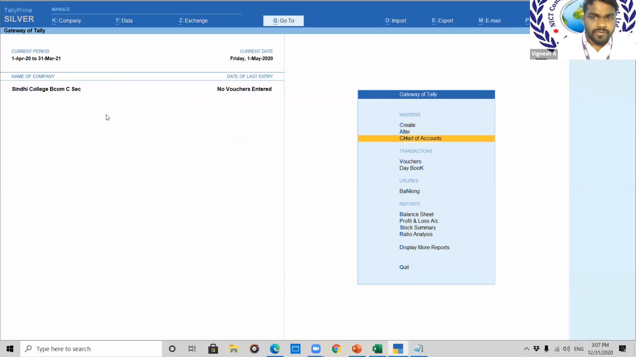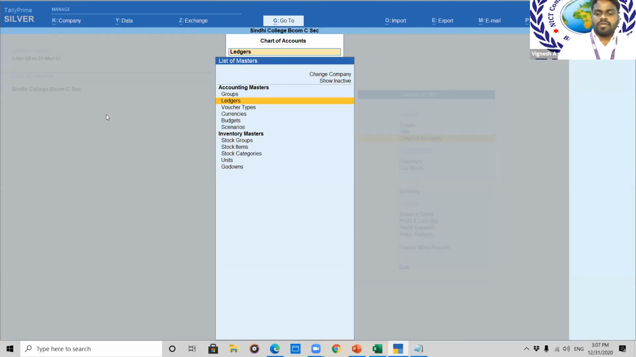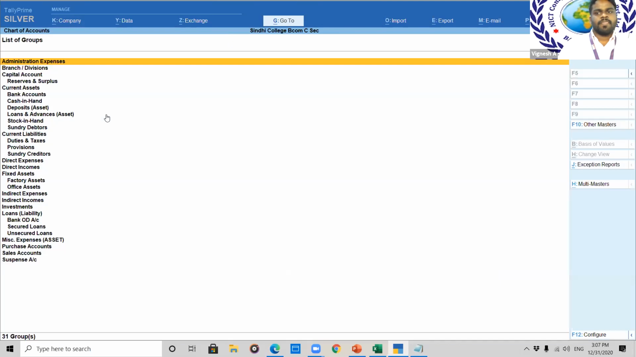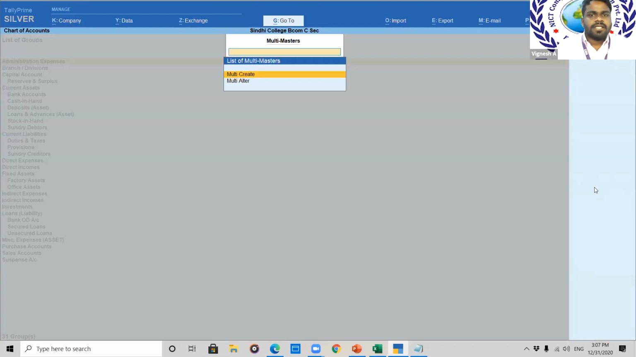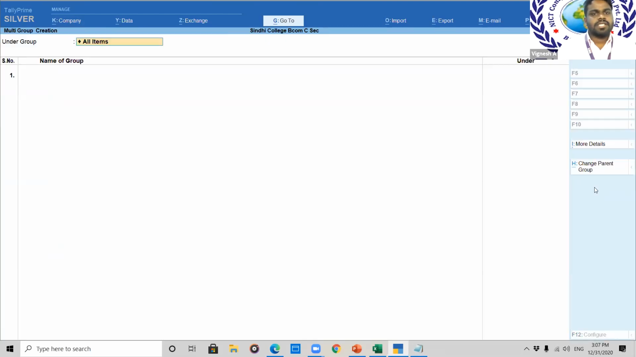Here, go to your chart of accounts. Don't go to your create option, go to chart of accounts. Okay, go to groups. And there on the right hand side, you can see there is multi-masters. Know your shortcut, that is Alt H. If you find a single line below that alphabet, that means you're going to use Alt and that alphabet. Okay, click on multi-master and go to the creation screen.